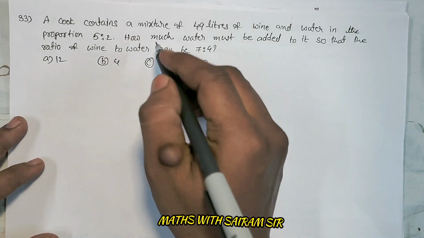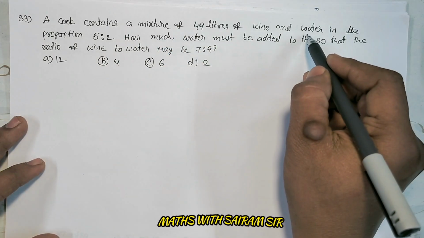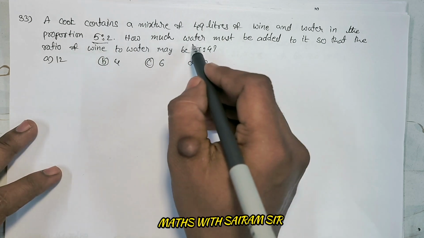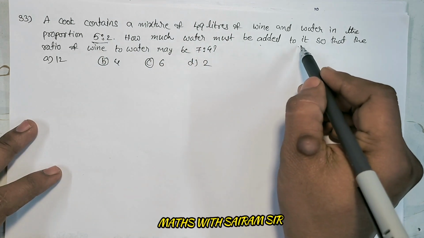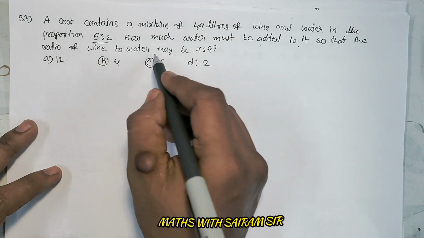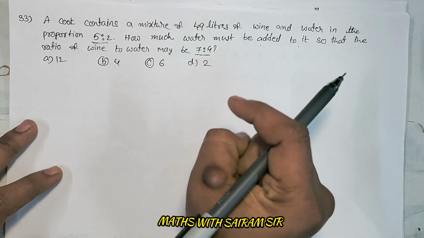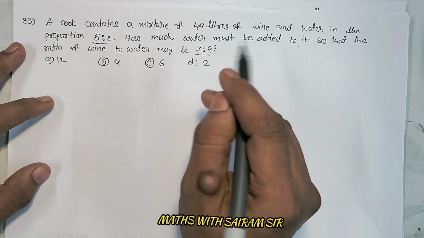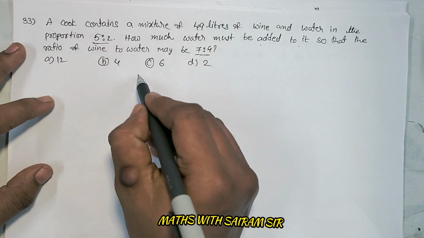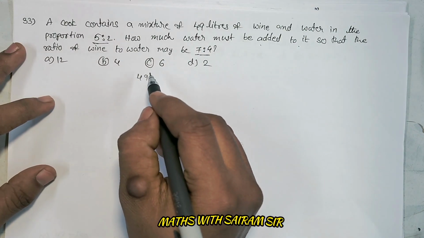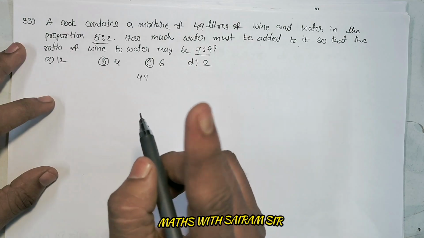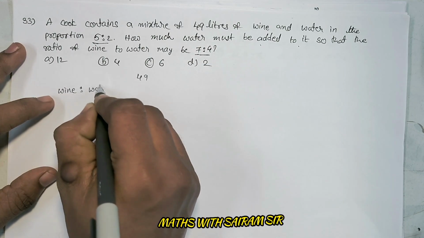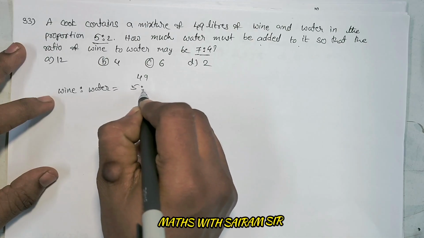A cask contains a mixture of 49 liters of wine and water in the proportion of 5:2. How much water must be added to it so that the ratio of wine to water may be 7:4? See, firstly what we need to understand is that the cask contains 49 liters of mixture. Out of this 49 liters of mixture, it consists of wine and water in what ratio? Wine is to water, given as 5:2.